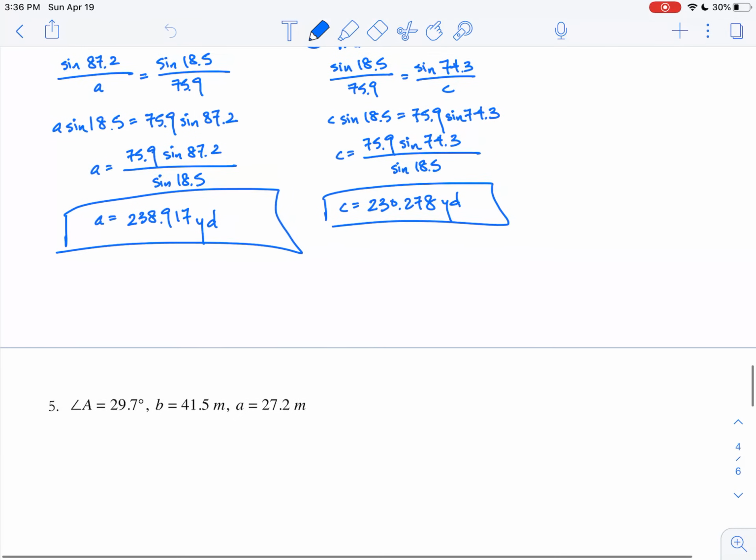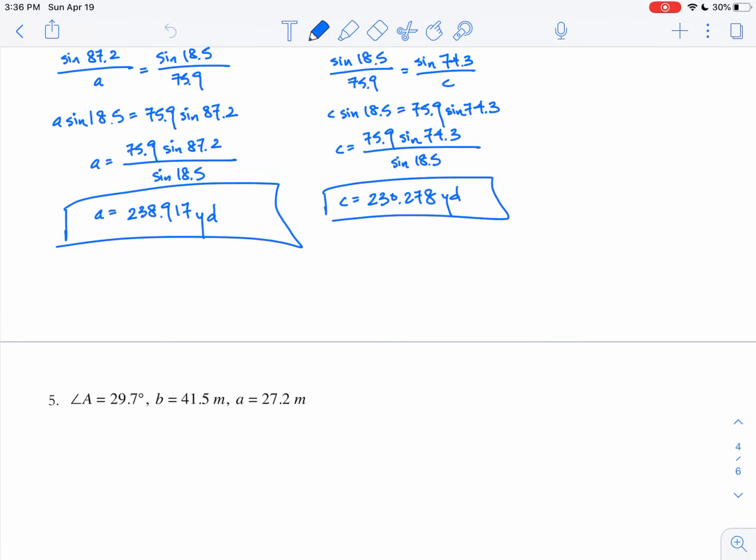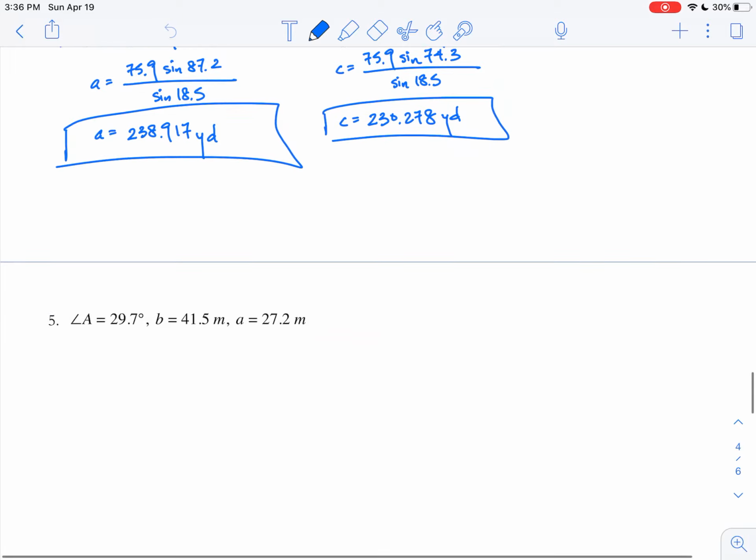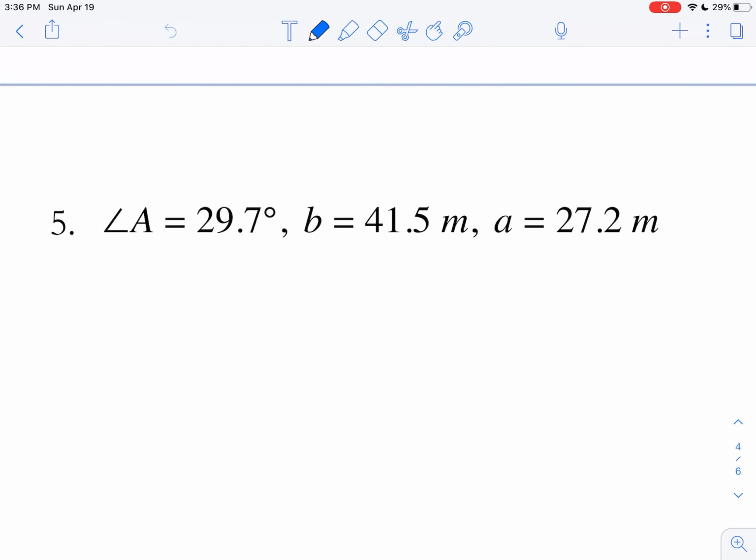Hi folks, welcome back to the fourth video in 7.2 Law of Cosines. So we're going to continue on our practicing. We've got two last examples to practice decision making, and we're going to start here with number 5.